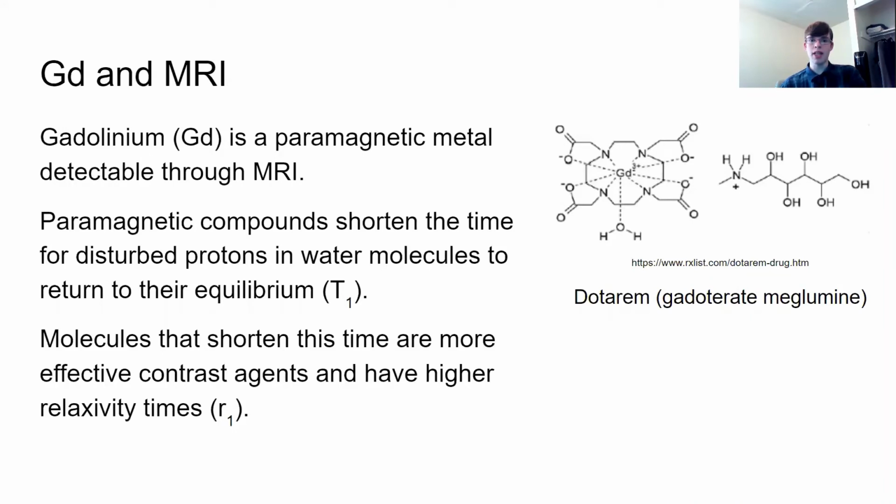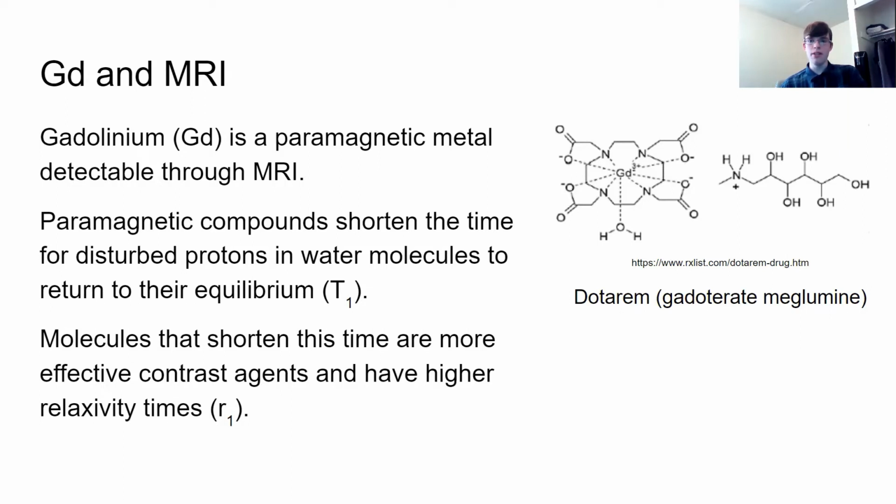Gadolinium is a paramagnetic metal, which is detectable through MRI, and it's detectable because it shortens the time for disturbed protons and water molecules to return to their equilibrium. This is known as the T1. And molecules that shorten this time are more effective contrast agents and have high relaxivity times, or R1.